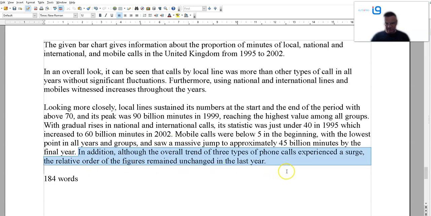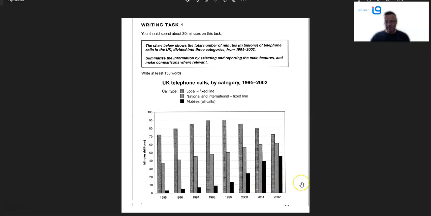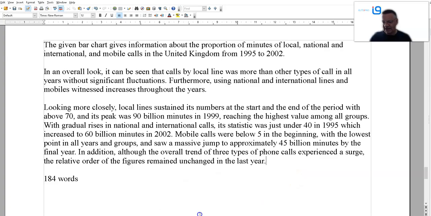In addition, relative order of the figures remained unchanged in the last year. What? So you mean what was first, second, and third at the start was still first, second, and third at the end. Is that it? Okay, so not too bad, not too bad.